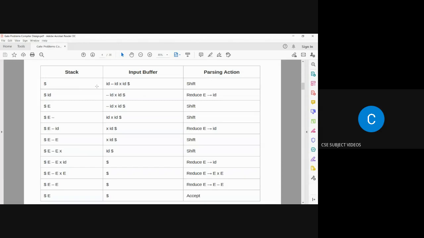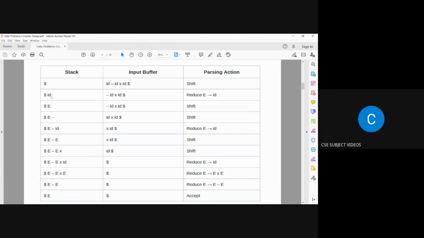Okay, after shifting id onto the top of the stack, what are we doing next? So id is shifted to the top of the stack, and the remaining input symbols are minus id into id dollar. With this, what will we do next? We want to either shift the next symbol from the input buffer to the top of the stack, or reduce the terminal symbol on top of the stack to a non-terminal symbol. We have to think about this.